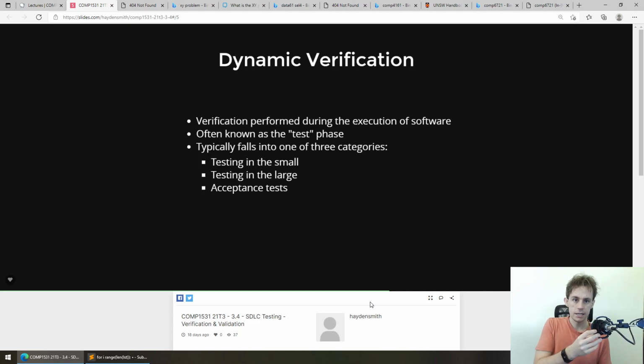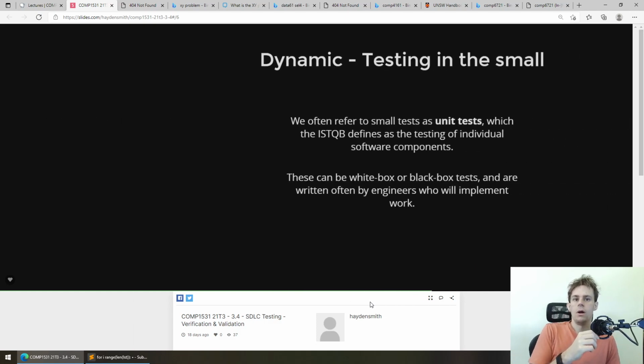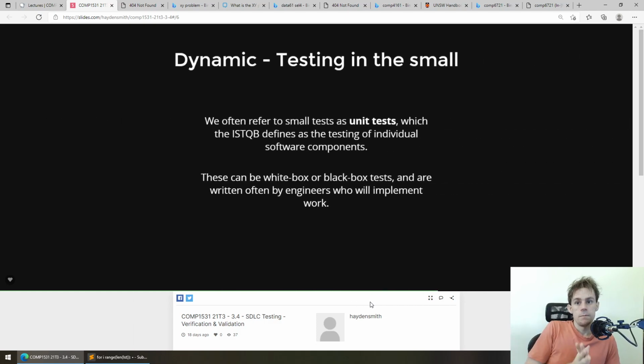You have testing in the small, as in small tests. You have testing in the large tests, and then you have acceptance tests. And you might find different names for these around, but conceptually they all fall into this rough category. So let's go through them. Testing in the small, dynamic verification.